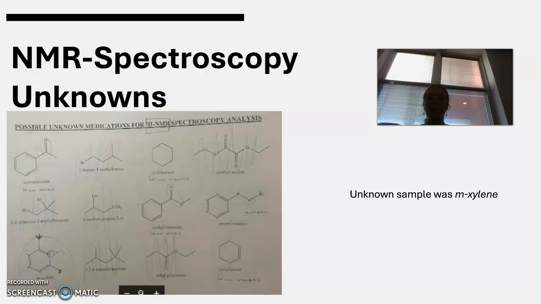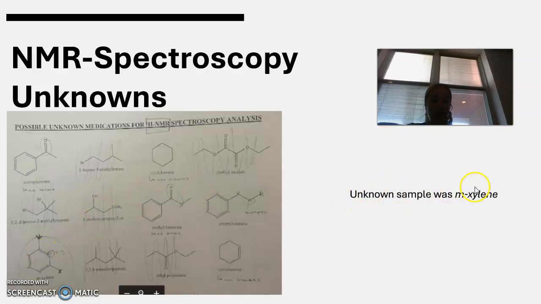Now we go back to eliminating possible unknowns. We know with the 7.2, there has to be an aromatic carbon ring, so that eliminates all of these molecules without one. But it also eliminates the cyclohexane and hexene, so those are these two molecules here. Now we're left with acetophenone, methylbenzoate, propylbenzene, and m-xylene here.